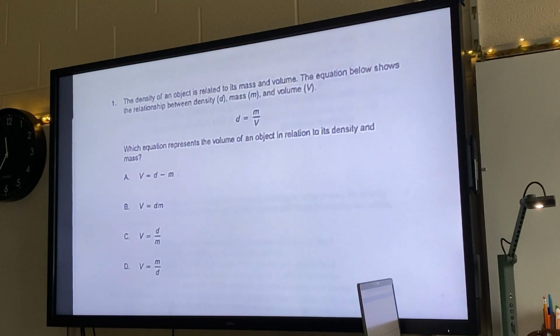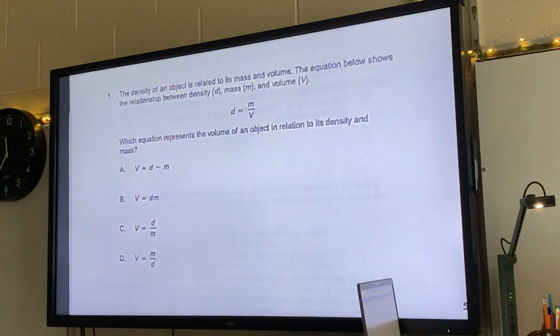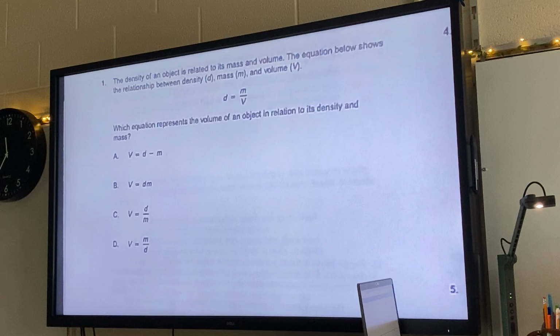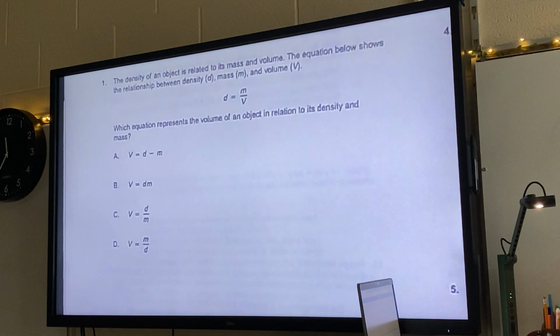Okay, so we're going to go over the EOC review sheet. These are released items from South Carolina for fall of 2020. So let's look at the first one. It says the density of an object is related to its mass and volume. The equation below shows the relationship between density, mass, and volume.